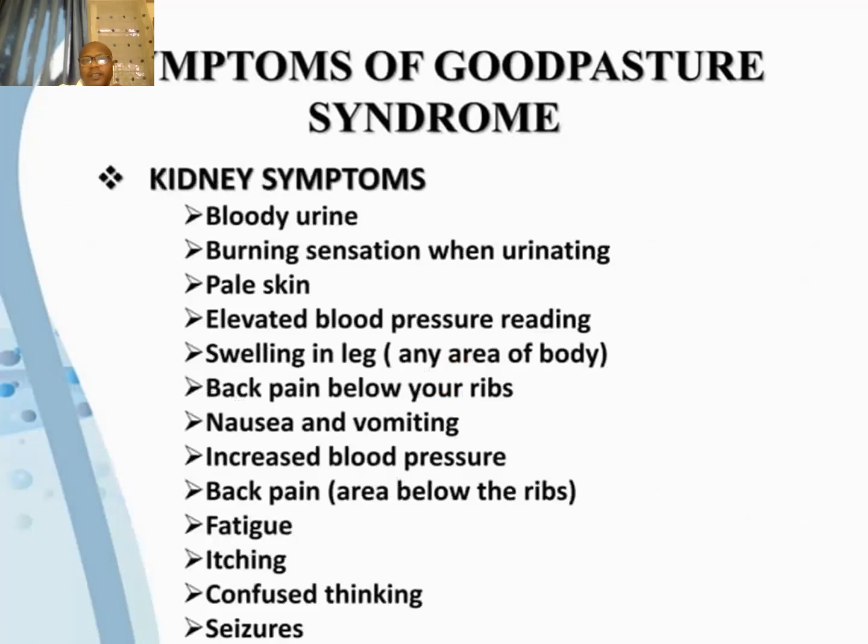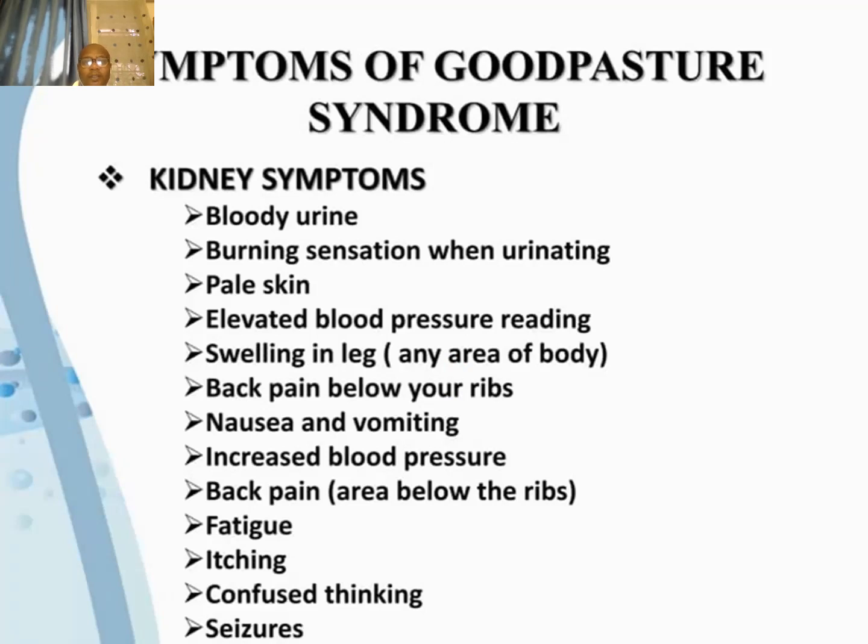Now the kidney symptoms. The patient can have bleeding in the urine. This is because again the collagen which holds the basement membrane of the glomeruli gets attacked, secondary hypersensitivity. Then there is an inflammation process which results in this problem. There is a burning sensation when passing urine, and there is loss of blood in the urine and also elevated blood pressure readings.